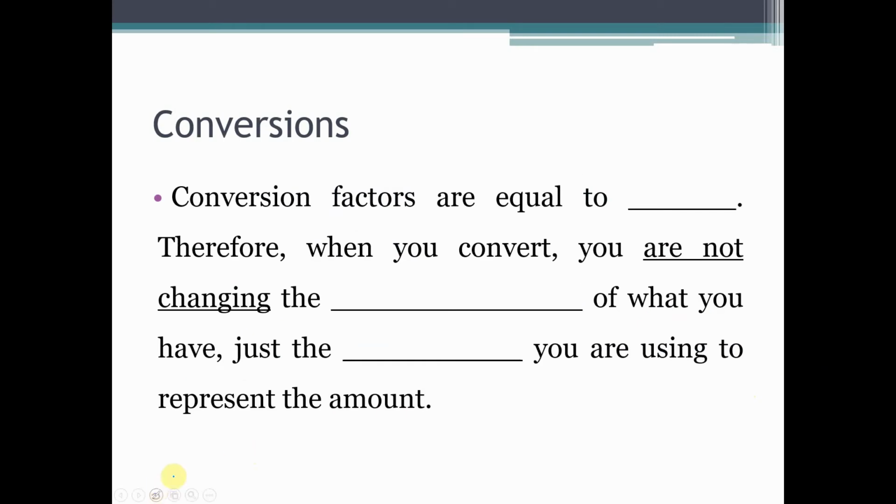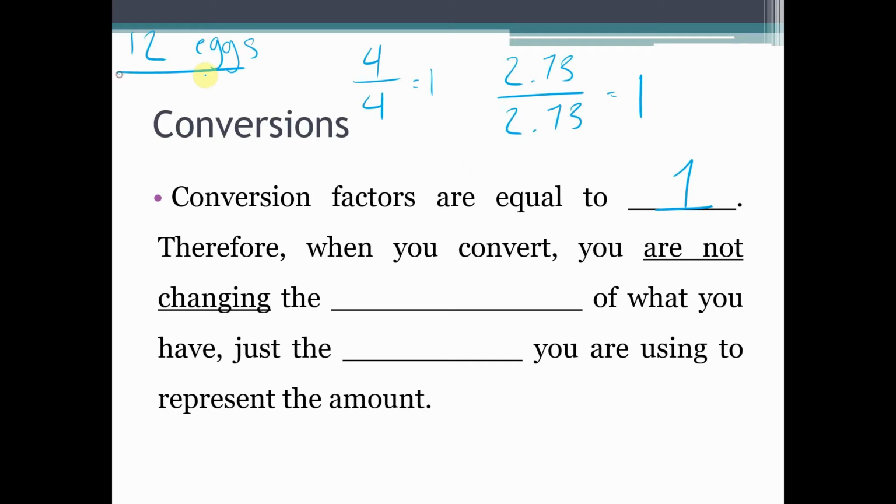Conversion factors are always equal to 1 because anything divided by itself is 1. So 4 over 4 is the same as 1. 2.73 over 2.73, that's the same as 1. So 12 eggs over 1 dozen. Again, these are different units, but they're describing the exact same amount of stuff. So this is really still just 1 because it's something over itself.